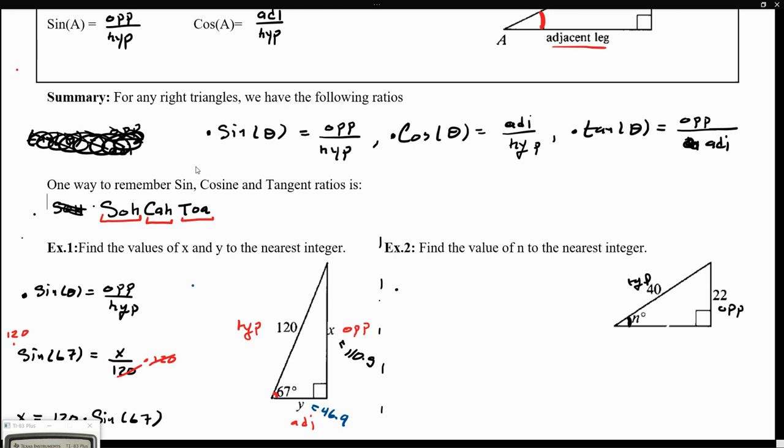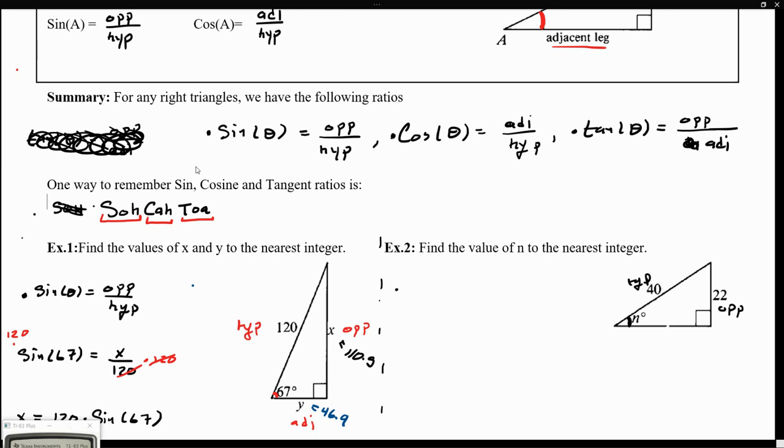Now, which of these three ratios uses opposite and hypotenuse? Because I want the angle, but I know the opposite and I know the hypotenuse. Notice that we could use the sine function, because if we wanted to use cosine, we need the value of the adjacent, which we don't have. We can find it using the Pythagorean theorem because it's a right triangle, but that's extra work that we don't need.